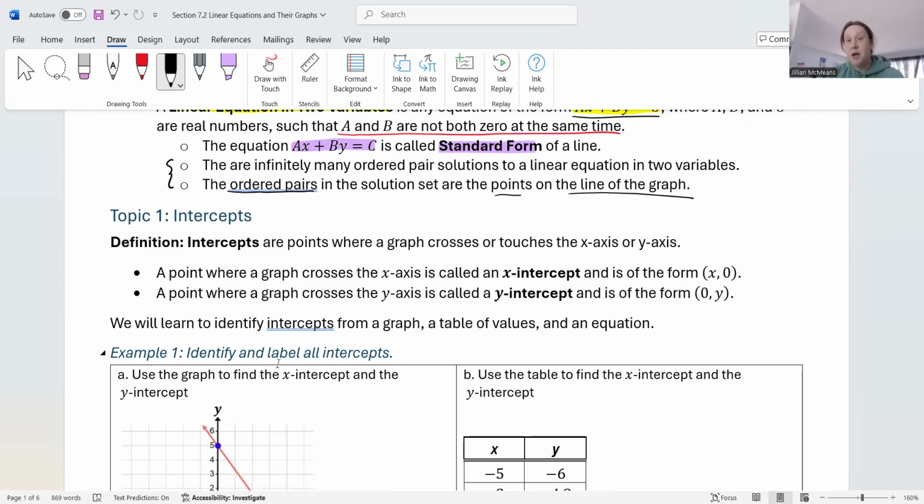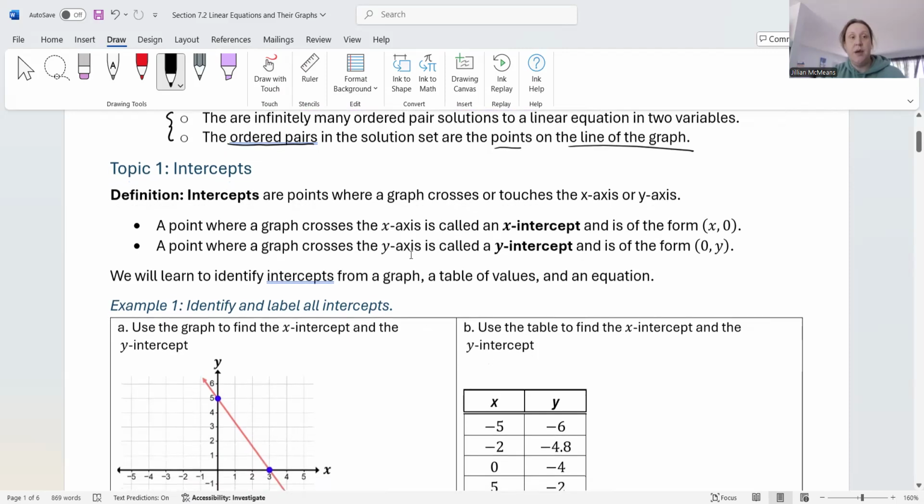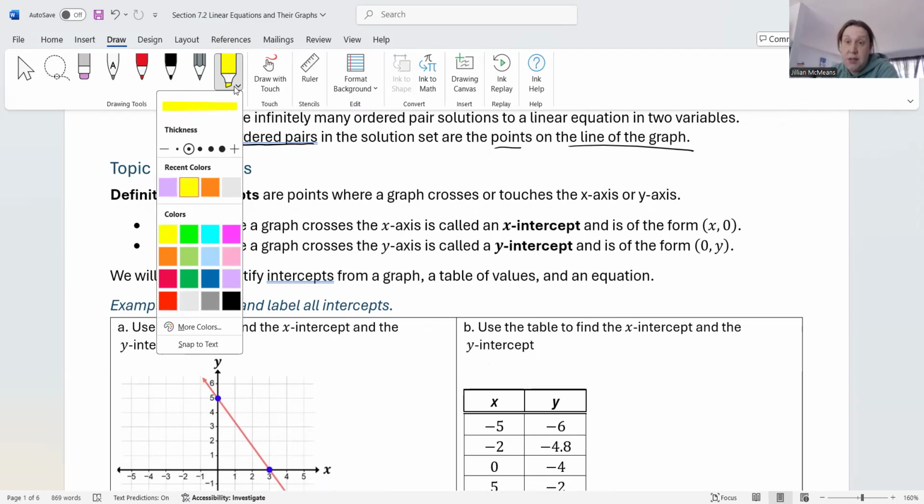Okay, so let's talk about intercepts. What in the world is an intercept? Generally speaking, intercepts are points where graphs cross the x or y axis.